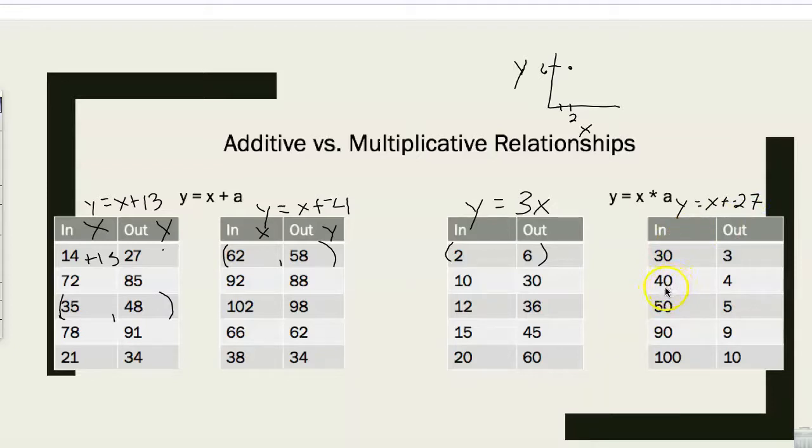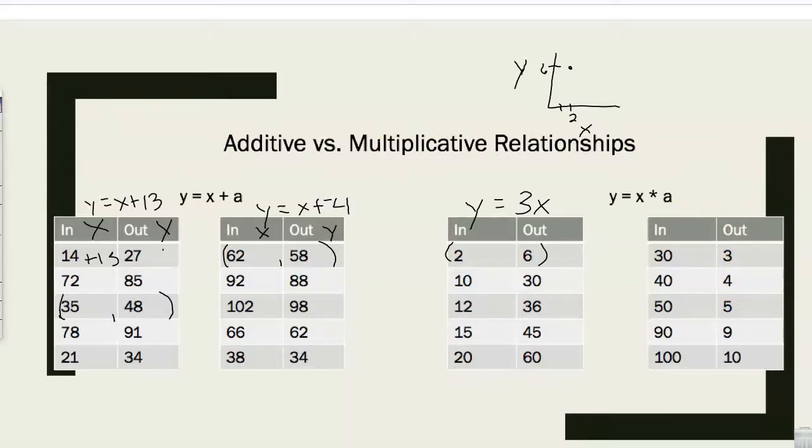Let's see if that works for the next ordered pair. Put in a 40 right here, add a negative 27. Well, that would give me a 13, and that's definitely not 13. So this is not an additive relationship.